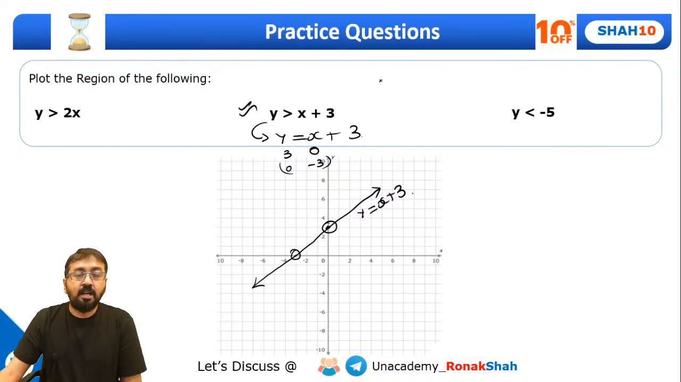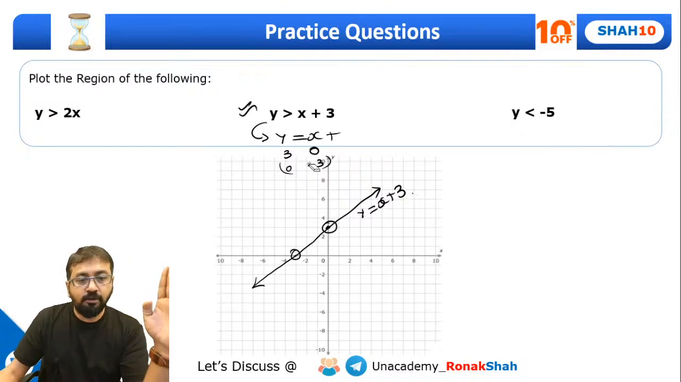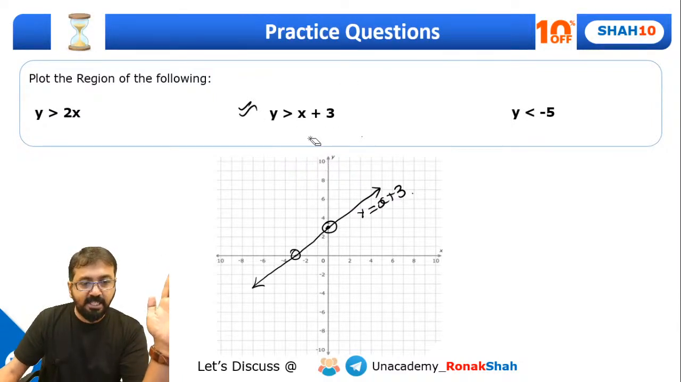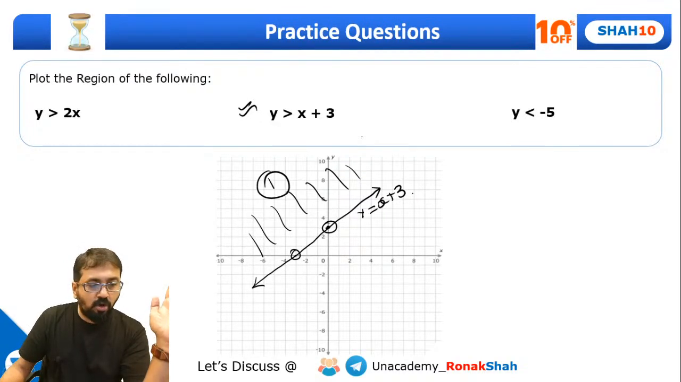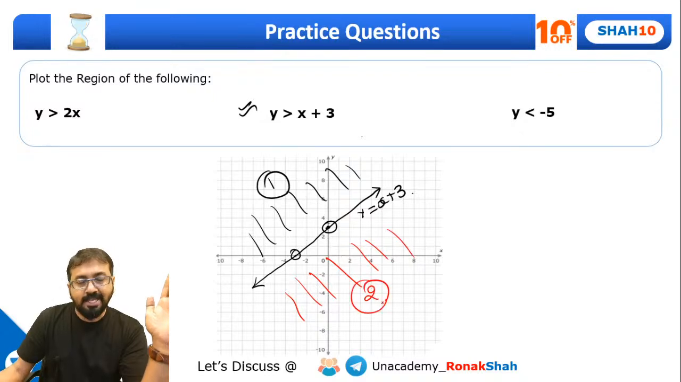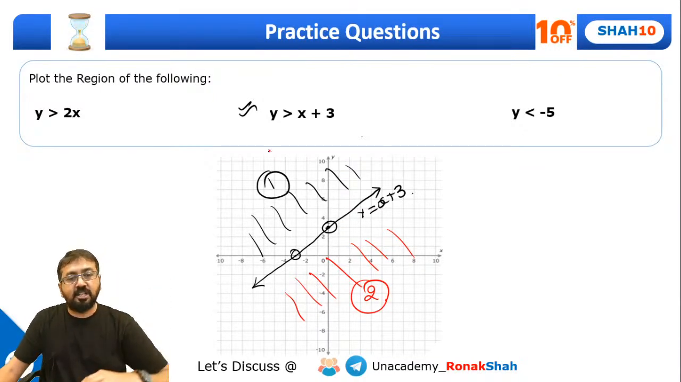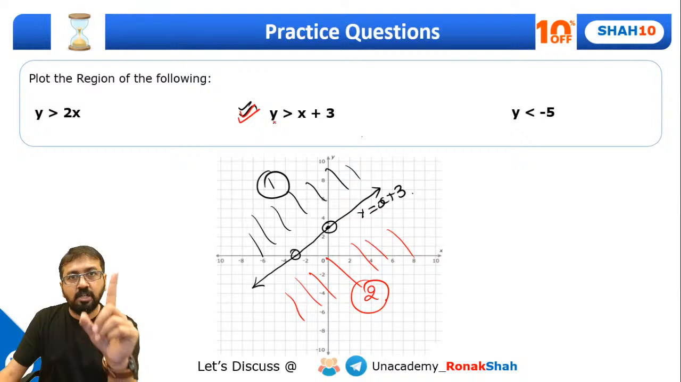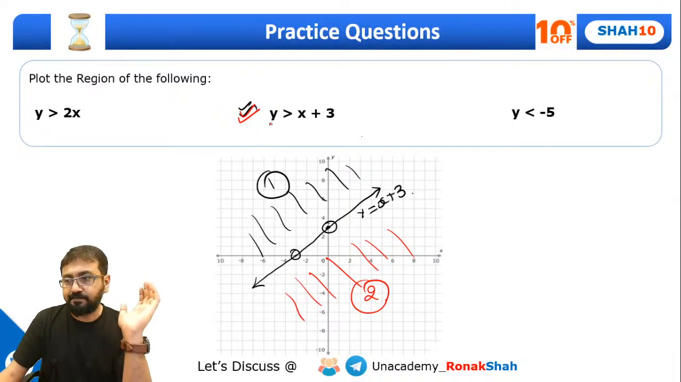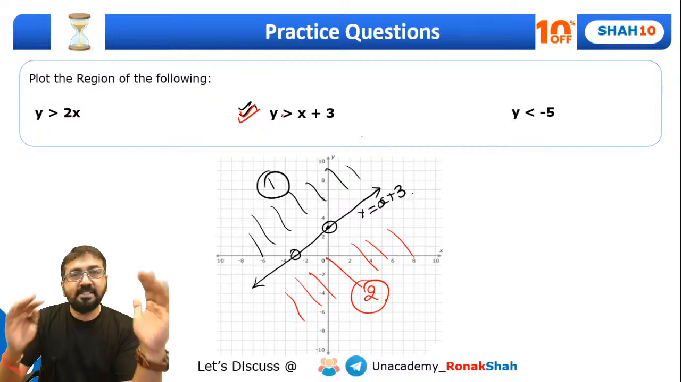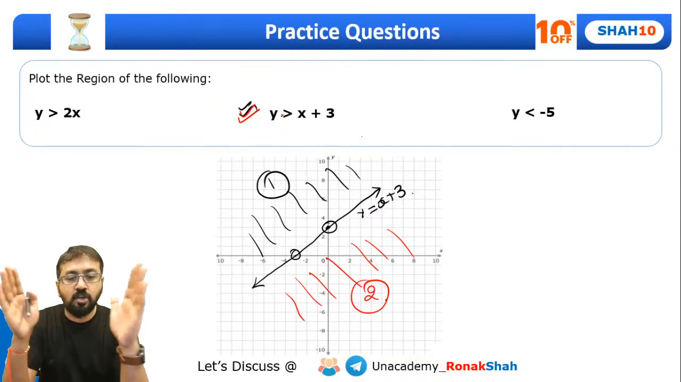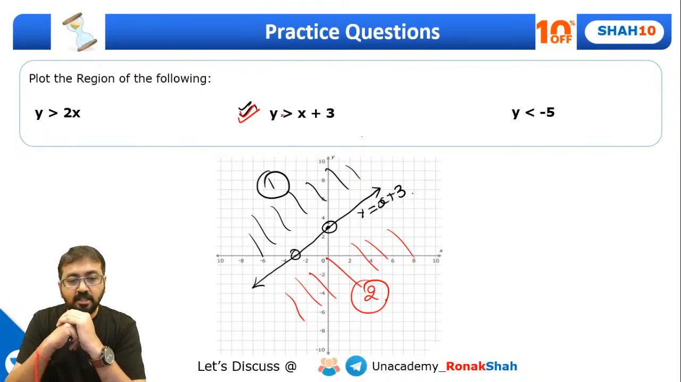Did everyone understand this? Now tell me, what will be the solution region? Will it be this region, let's call it region number 1, or this region, let's call it region number 2? Guys, please tell me which is the correct region for this inequality. Type your answer in the comment section, 1 or 2. Please check by your own and tell me.